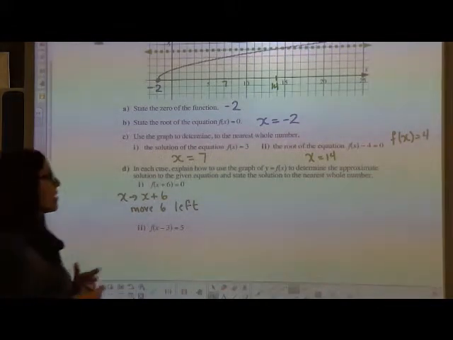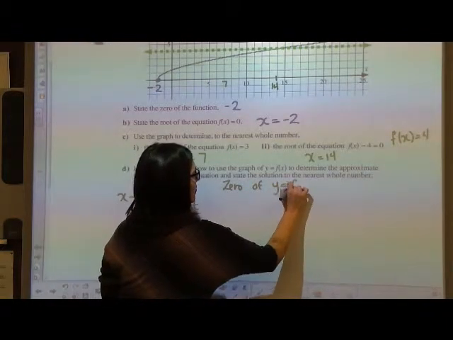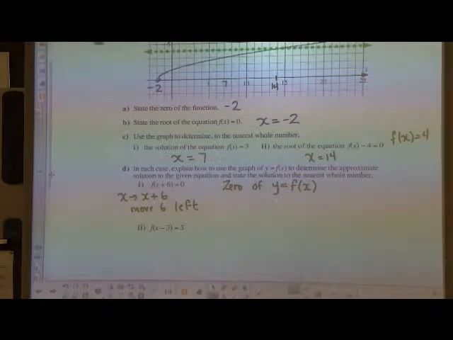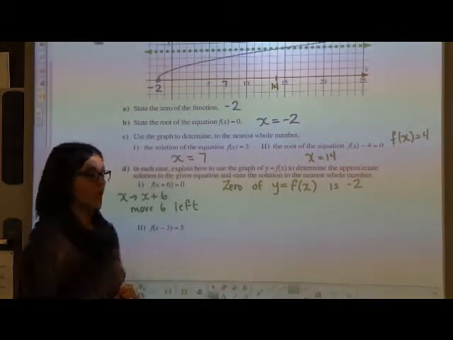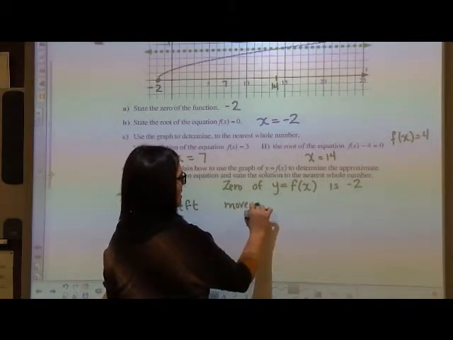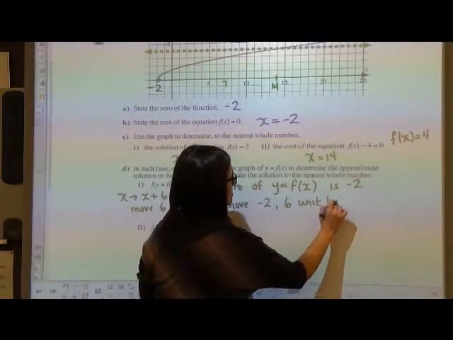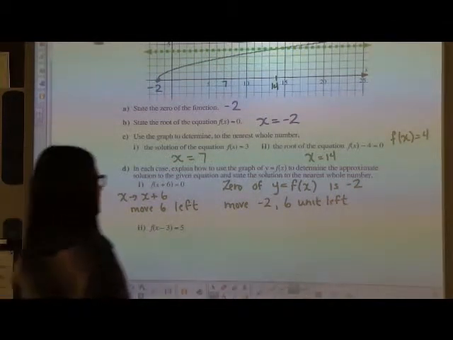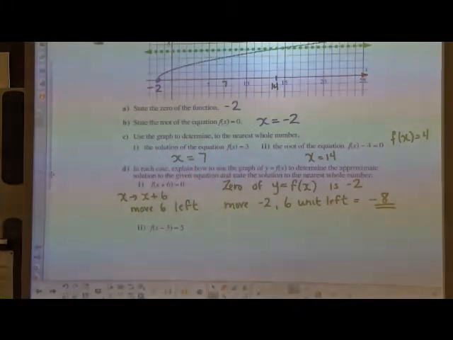Okay. So if I look at the 0 of y equals f of x, so the 0 of my original equation was what? What was the 0 of my original equation? -2. So if I move -2, 6 units left, where would I end up? -8. That would be the 0 of that new function.